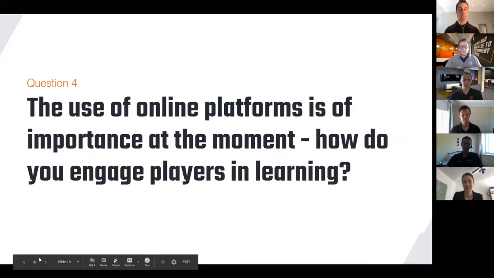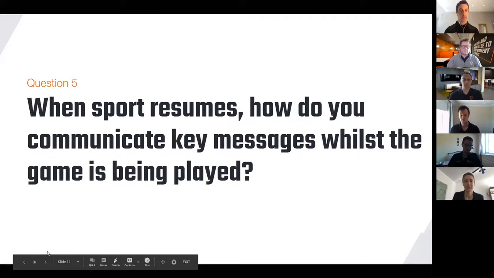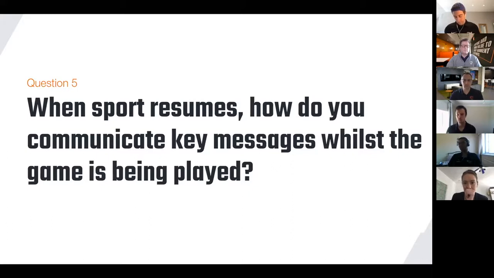And then relating it to the use of performance analysis at this moment in time with the situation, when sport resumes, how do you think those key messages in in-game situations get delivered? Do things change? So Simo, if you want to start with this question, how do the key messages change, maybe at halftime within sports, or how are they delivered at halftime?